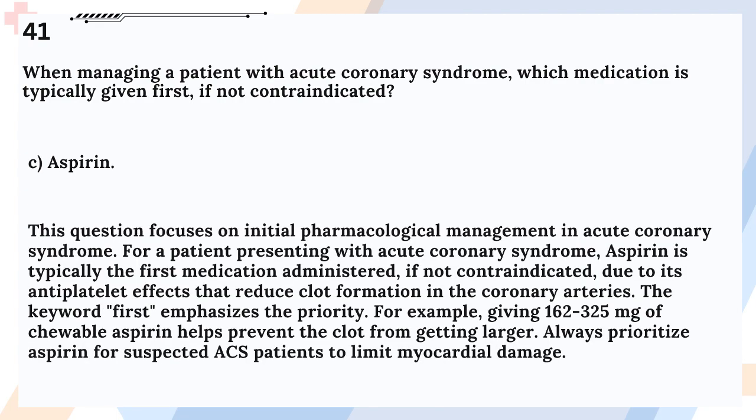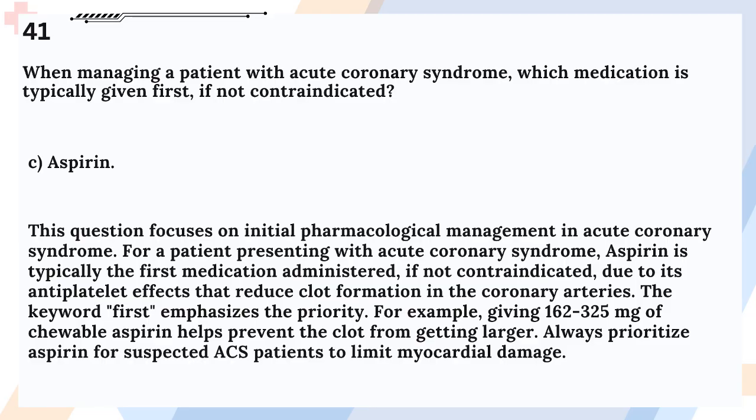Answer: C. Aspirin. This question focuses on initial pharmacological management in acute coronary syndrome. For a patient presenting with acute coronary syndrome, aspirin is typically the first medication administered, if not contraindicated, due to its antiplatelet effects that reduce clot formation in the coronary arteries.